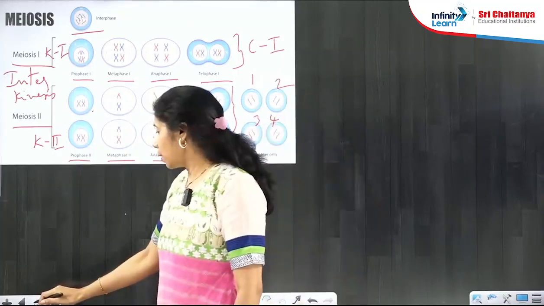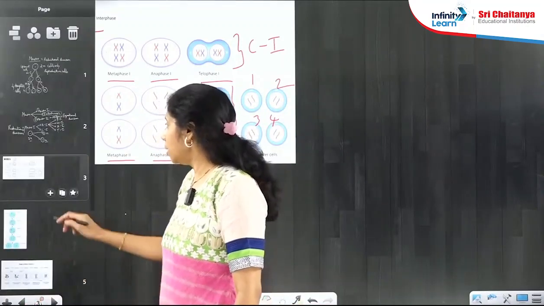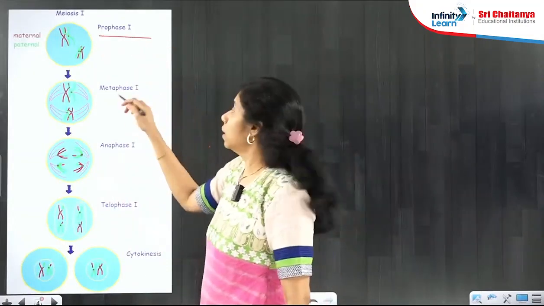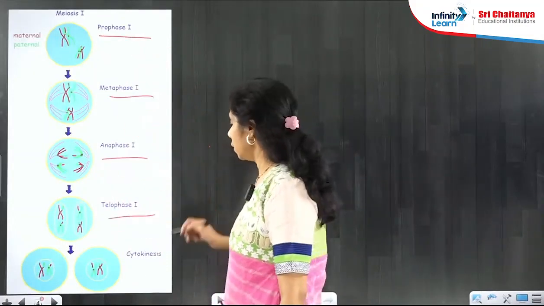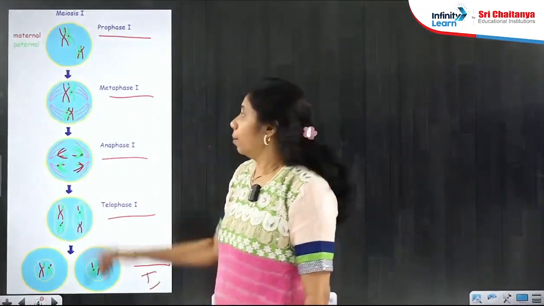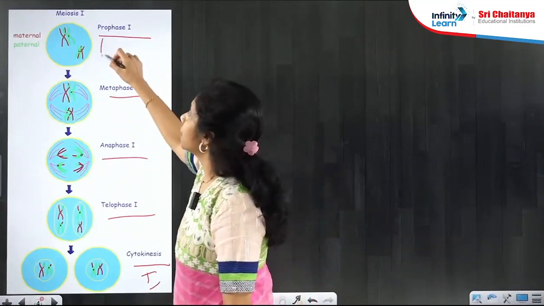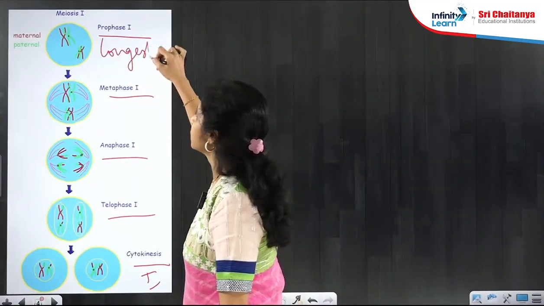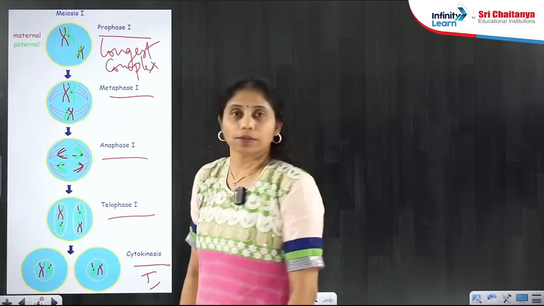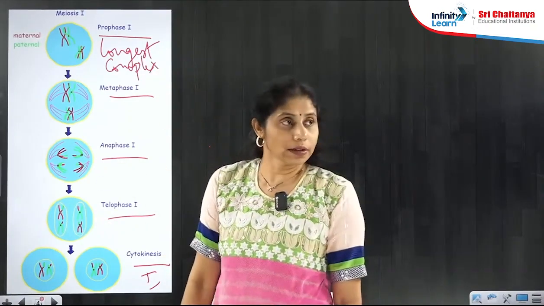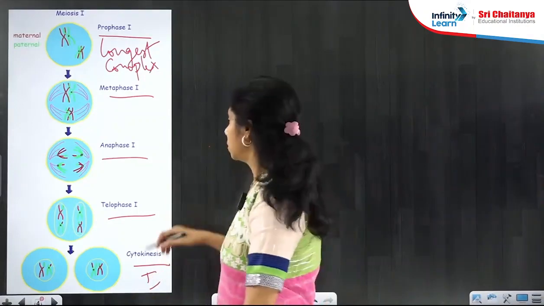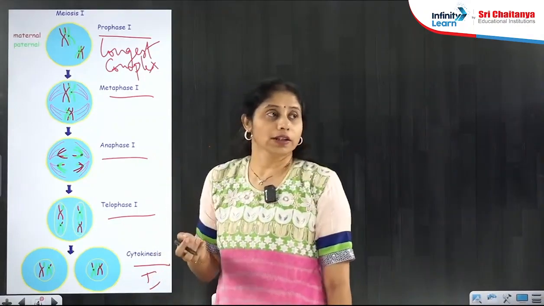Now you know the first stage in meiosis 1 is prophase 1. Then metaphase 1, anaphase 1, telophase 1 and cytokinesis 1. But out of all these, prophase 1 is the longest and most complex stage. Anaphase is generally the shortest phase.